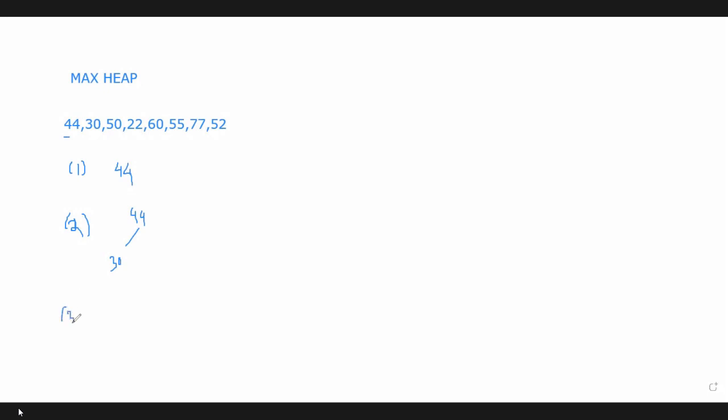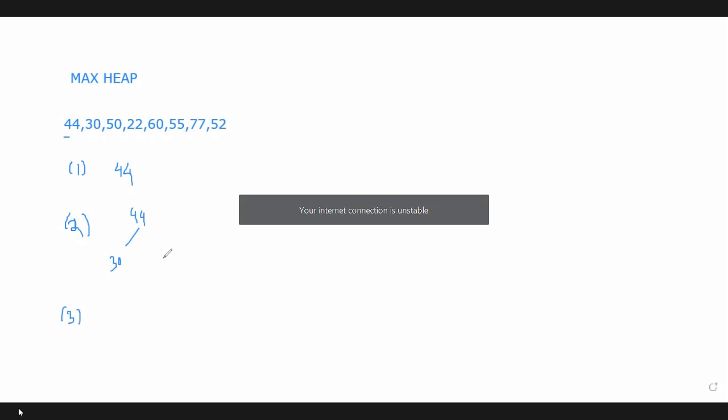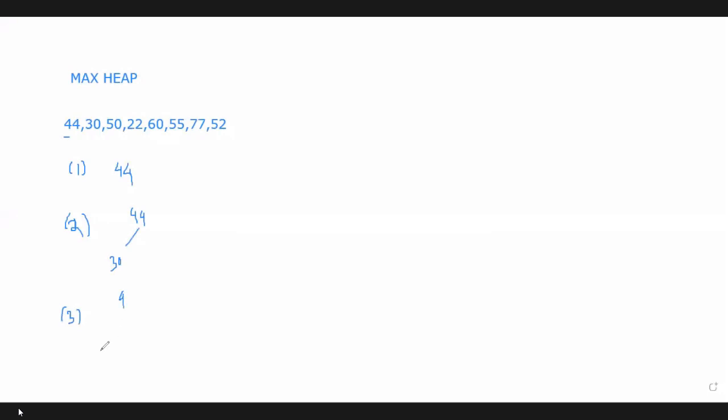Okay, now after that we will insert 50. This is level 0, and this level has exactly one node. This is level 1, where the maximum number of nodes is 2. That means the next node will be inserted where? In the right side of 44. So this is 30, and after inserting 50 on the right side, now compare it.